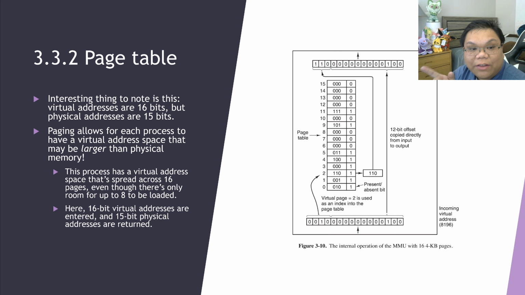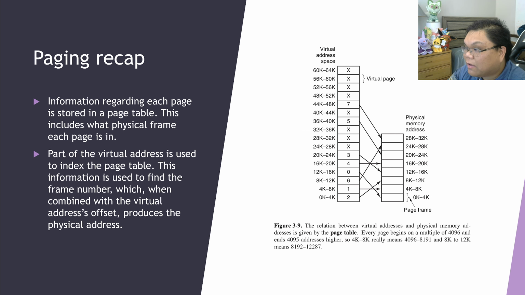So, interesting thing to note here, the virtual addresses are 16 bits, but the physical addresses are 15 bits. And that is because we only have room for 8 pages. There are only 8 page frames, therefore there's only room for up to 8 pages to be loaded.